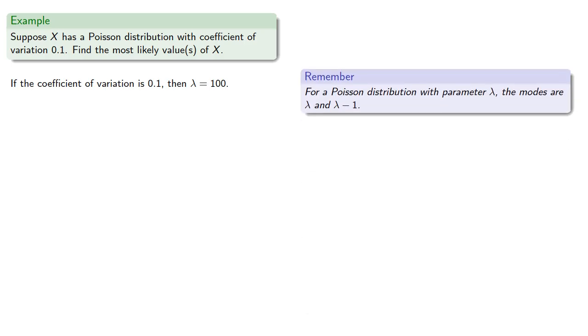So remember that for a Poisson distribution, the modes are the parameter and the parameter minus 1. So the most likely values of our random variable will be 99 and 100.